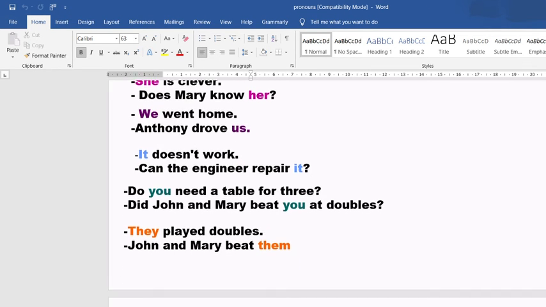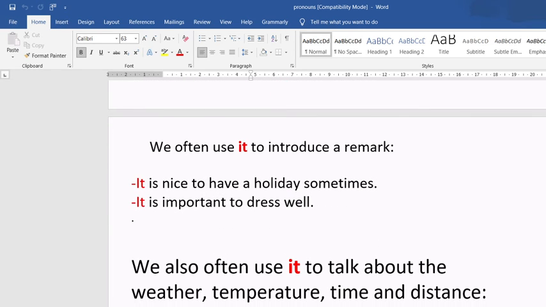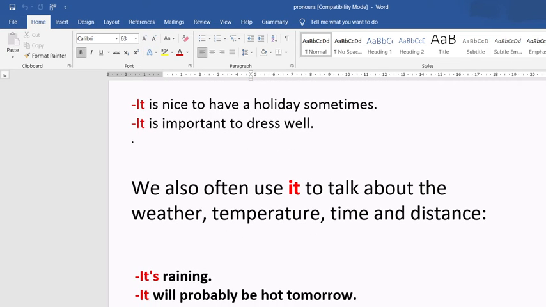So they played doubles. John and Mary beat them. Same thing is happening there. So we often use it to introduce a remark. It is nice to have a holiday sometimes. It is important to dress well. It is raining now. Here it is also written there. So this is called introductory it.